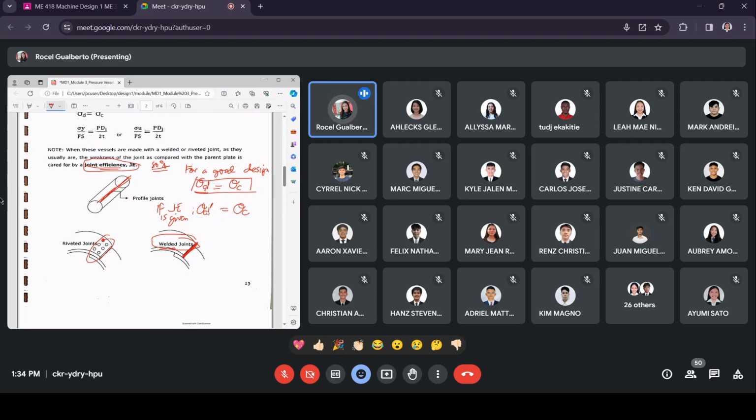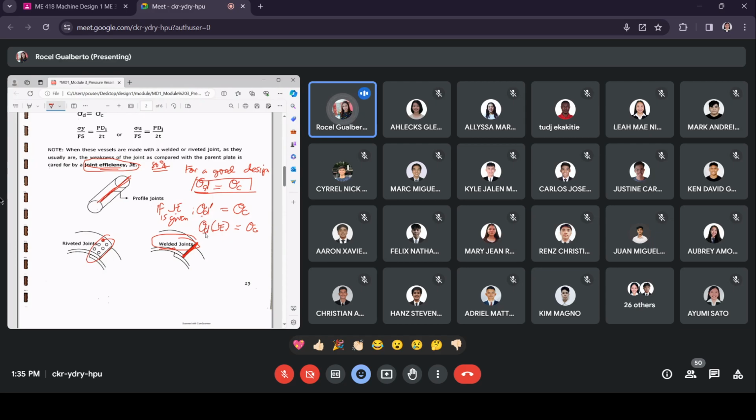So what is the lowered design stress? This is simply the usual design stress multiplied by the joint efficiency. You just multiply it, say 80%, so you use the decimal equivalent here: sigma d times 0.80. That would be the value of your joint efficiency. That is only if the joint efficiency is given. Again, we will be using sigma d prime, the lowered design stress.